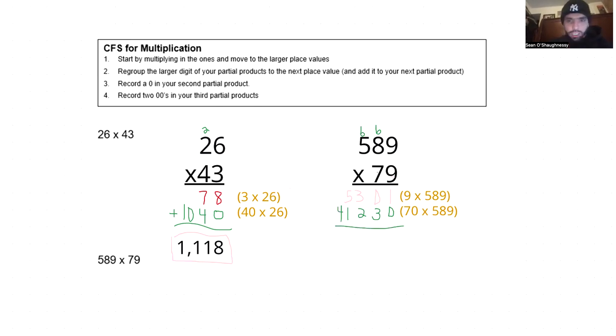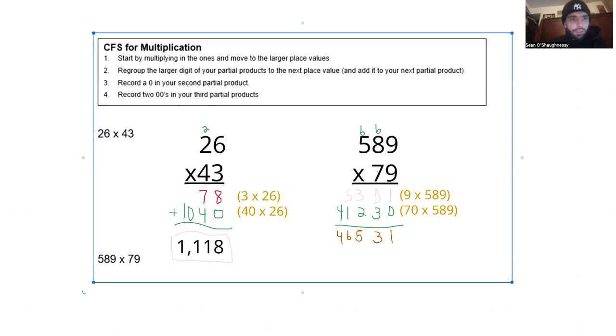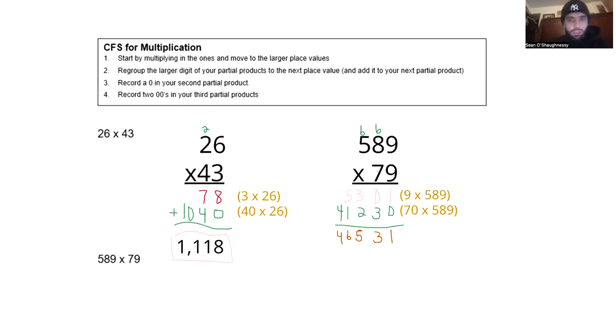Add my numbers here. I get 46,531. Box that real quick. So this is how you do the standard algorithm. Follow these steps, you will be able to get those questions right.